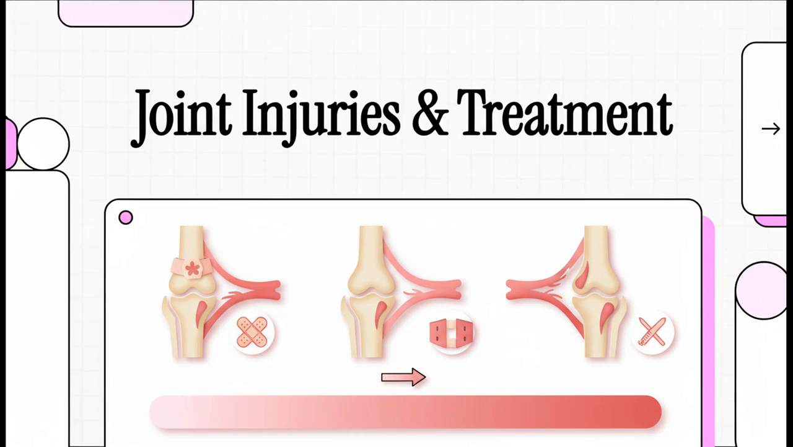Welcome. In this explainer, we're going to break down a really critical clinical decision: how to figure out what's going on with an acute joint injury, and, more importantly, what to do about it. So, let's jump right in.